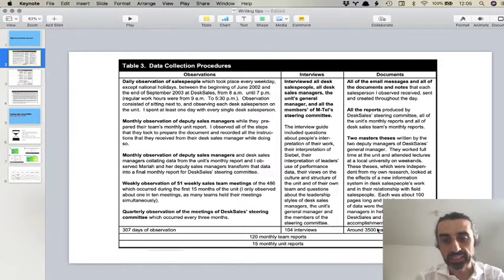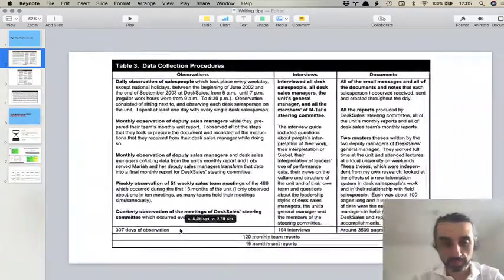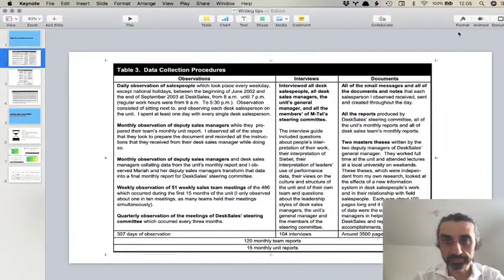And you see this line here: 307 days of observation, 104 interviews, and 3,500 pages of documents. This is what you see in ethnographic papers claiming to be high-N, right? I have this many documents, 104 hours of interviews, and I was there for so many days. That is fine, but that's not a high N.